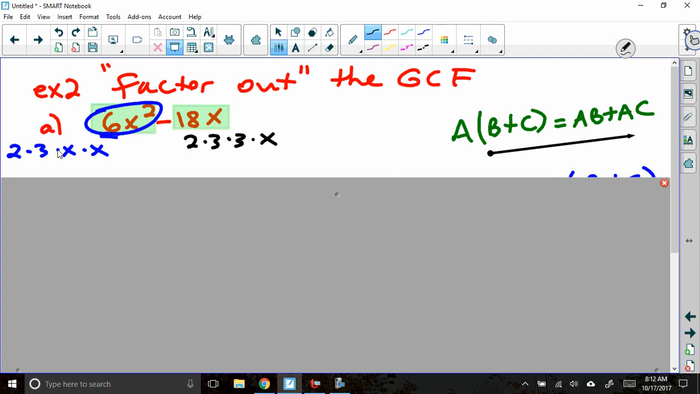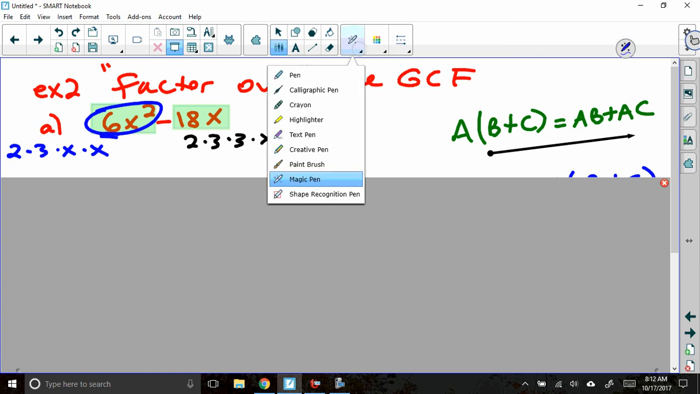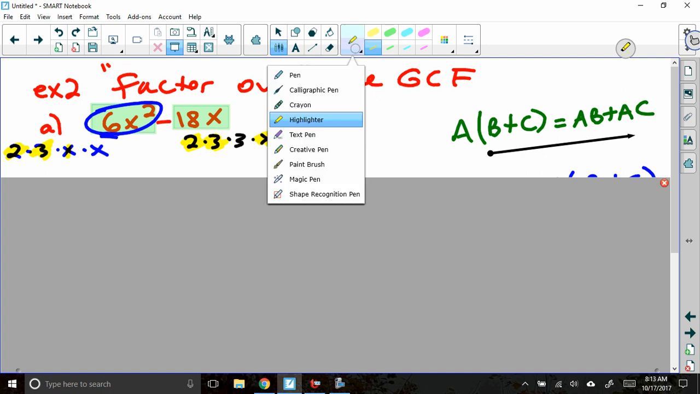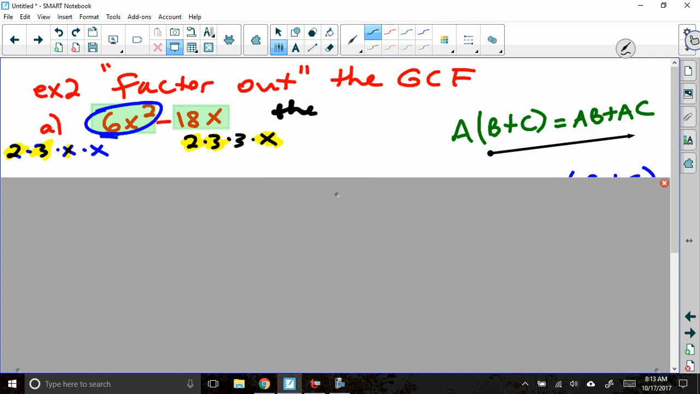So let's see what they have in common. Somebody mentioned 3. Well, we could do a lot better than 3 because there's a 2 in this one, and there's a 2 in this one, and there's a 3 in this one, and there's a 3 in this one, and there's an x in this one, and there's an x in this one. So our greatest common factor is what? 6x. So the GCF in this particular problem is 6x.